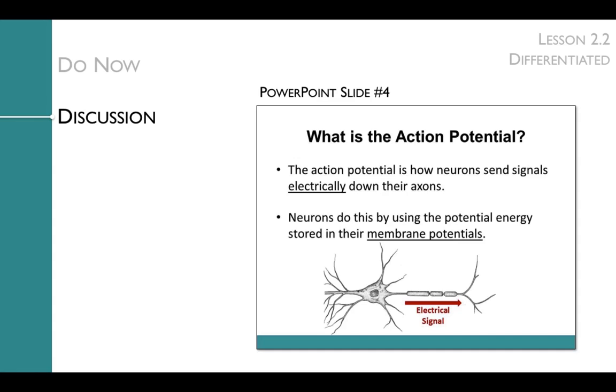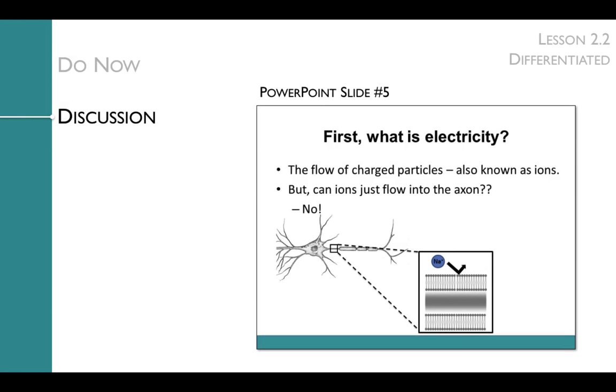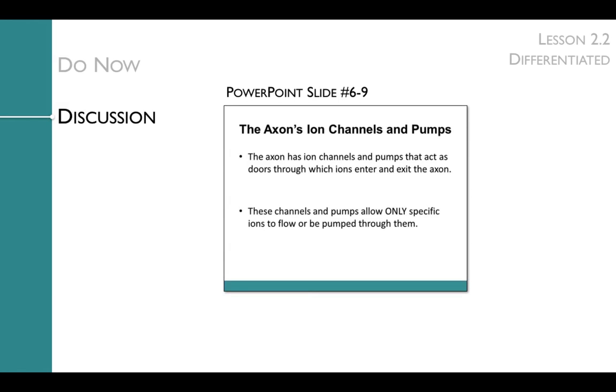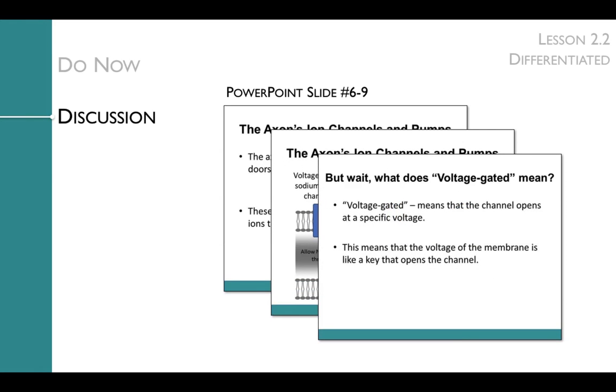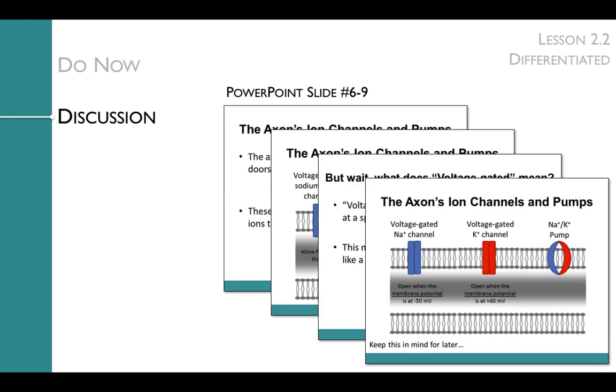The discussion then elaborates on both concepts of electricity and membrane potentials. First, looking at electricity, the flow of charged particles or ions on slide number 5. Since ions can't flow into and out of the axon, this leads into a discussion of the axon's ion channels and pumps on slides 6 through 9, including the details of which ion channels and pumps are present, what the term voltage gated means, and at what voltage each of the channels opens.